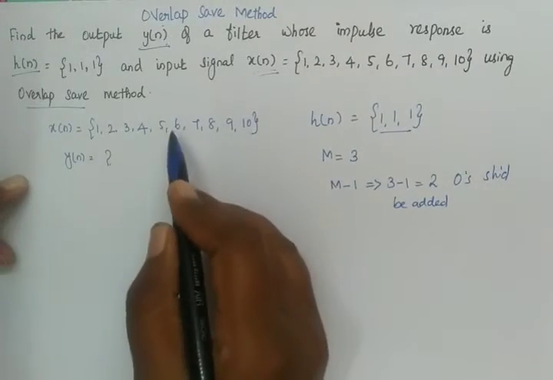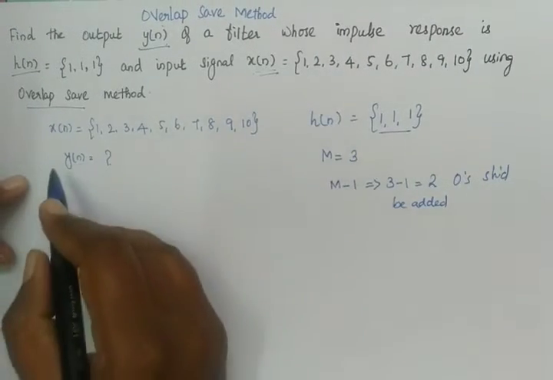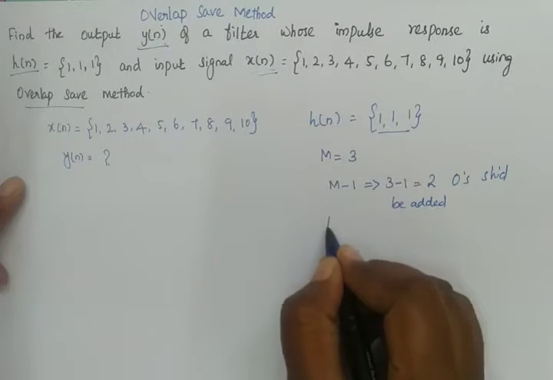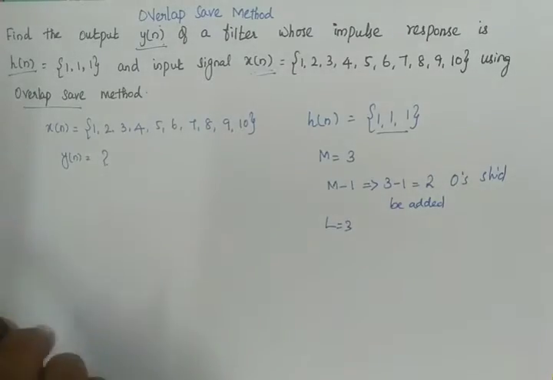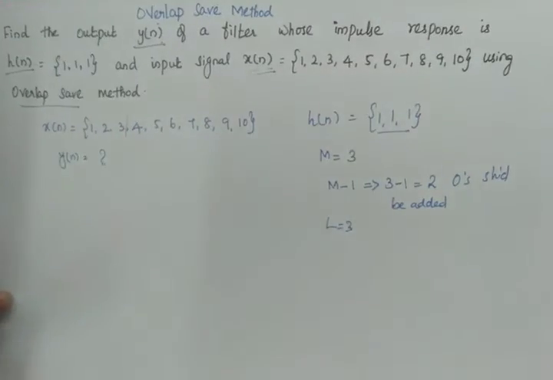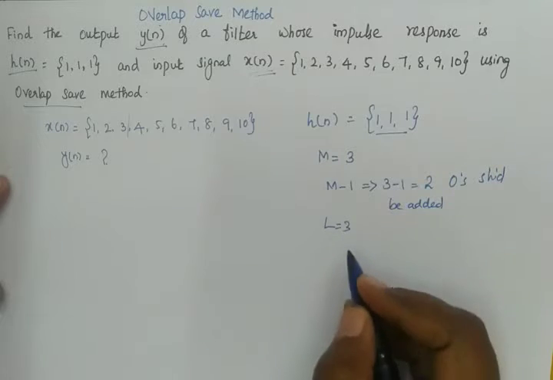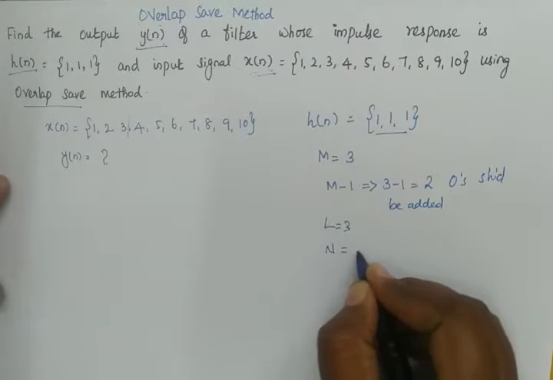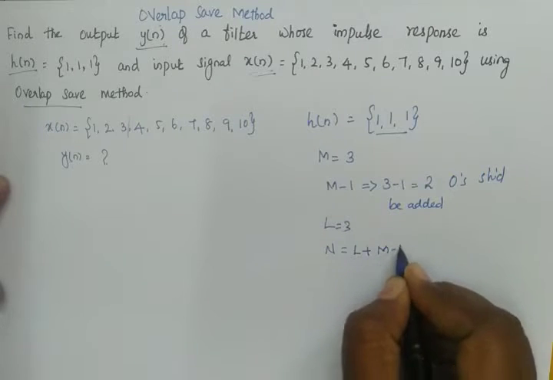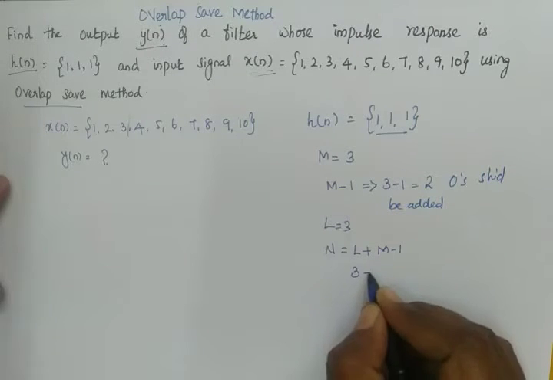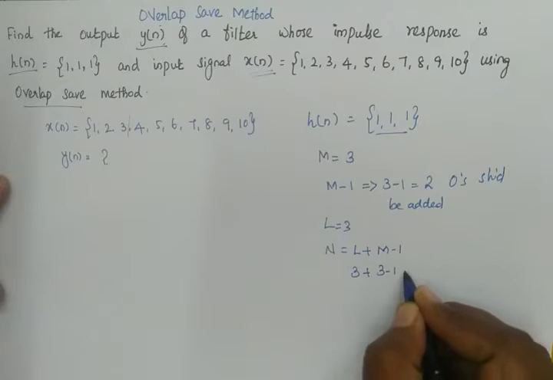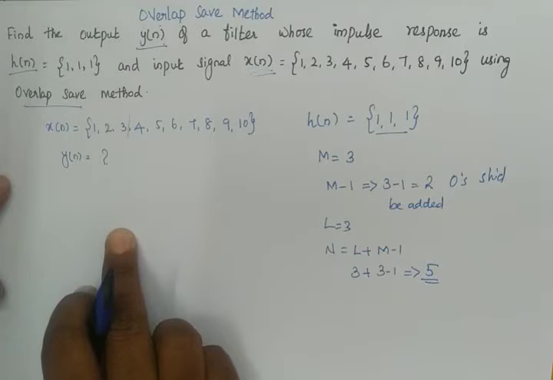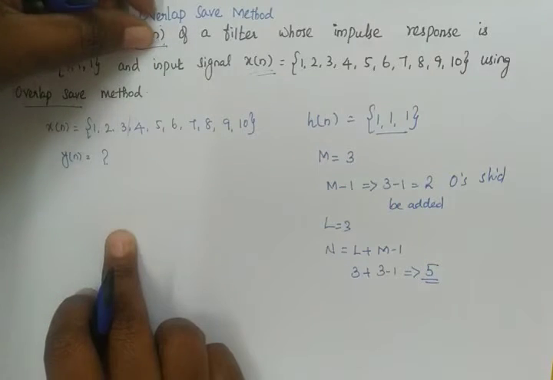Now what we have to do is split the data into smaller blocks. Let us take L is equal to 3. So we can split the data into 3, 3, 3, that is 1, 2, 3, then 4, 5, 6, like that. And what is the length of the sequence after splitting? We know that N is equal to L plus m minus 1. So here we have 3 plus 3 minus 1, which is equal to 5. So the total length of the new block will be equal to 5.